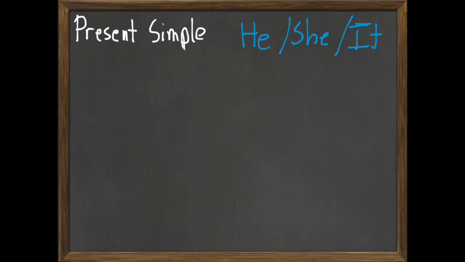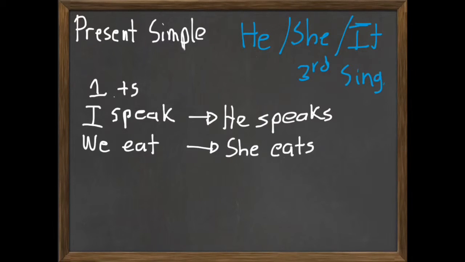So how do we form the present simple forms for he, she, and it, the third person singular? Well, let's look at 3 basic rules. Number 1, most verbs will add an S at the end. We already saw speak, that it turns into speaks. I speak, he speaks. We eat, she eats.